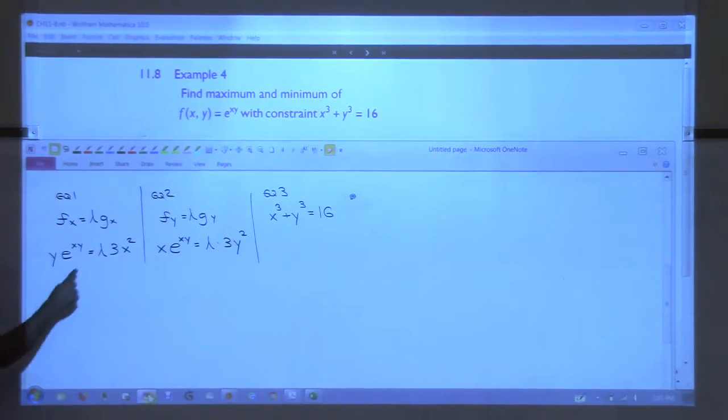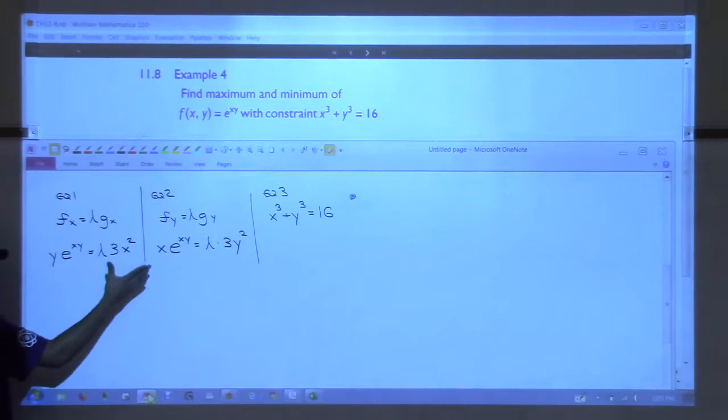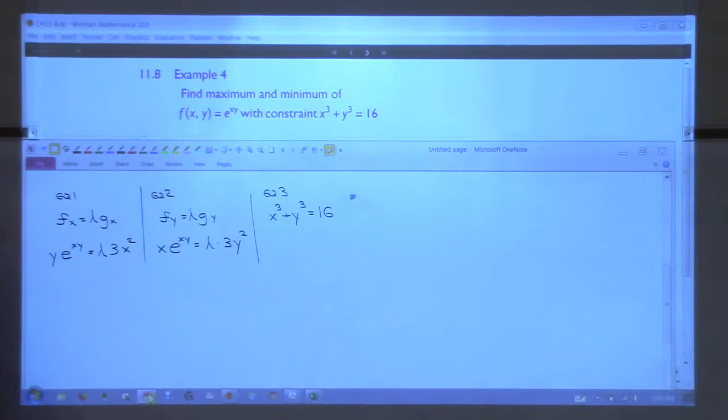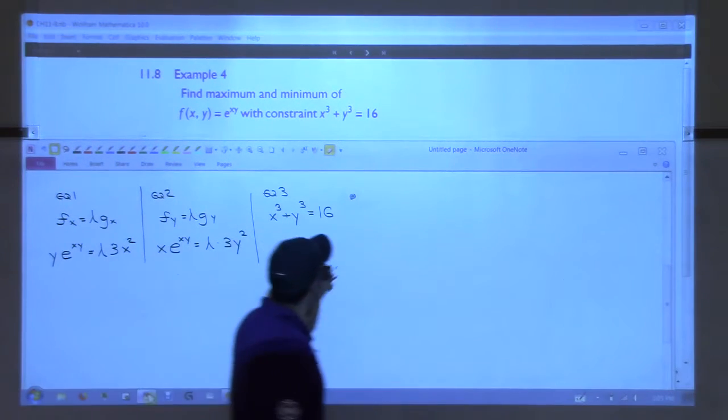So you want to isolate lambda again? Yes. And then you want to take that and plug it in there? Yeah. Is that your idea? What do y'all think of that? Y'all willing to go down that road? Okay, let's go for it.